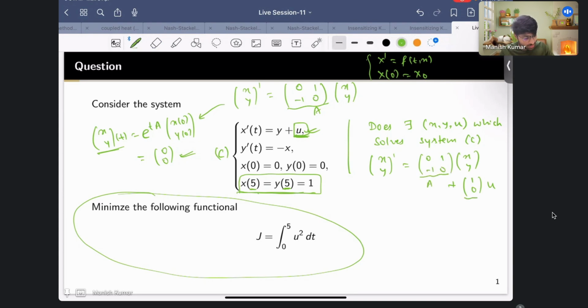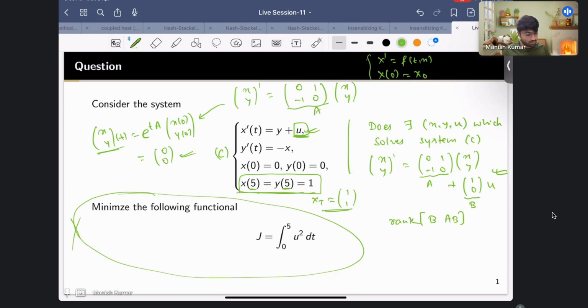Let's say this is A and this is B. If you compute the rank of this [B, AB], it tells whether the system is controllable or not. So this is a controllability question if you forget about this functional: at time 5, can you reach 1? Here we are giving a particular value of time as well as a particular terminal data, the vector 1 comma 1. If you can prove that this system is controllable, then this solution exists.